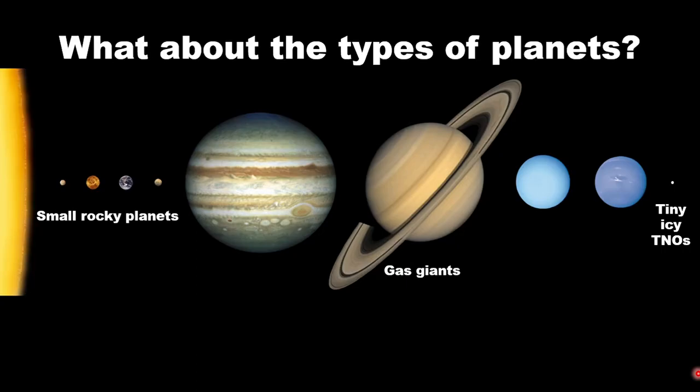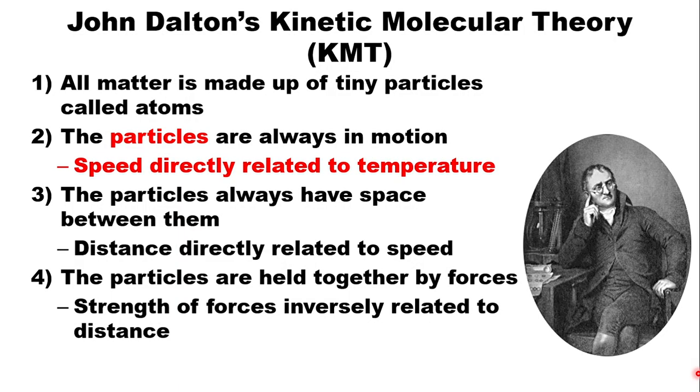explain the different types of planets that we observe on the basis of a hypothesis that says that the solar system contracted from a cloud of gas and dust. Well, in order to do that, we need to bring in other scientific knowledge, specifically the particle theory of matter, or the kinetic molecular theory that was developed by John Dalton around 1800. You learned about this in grade 9. I hope that you're familiar with it.